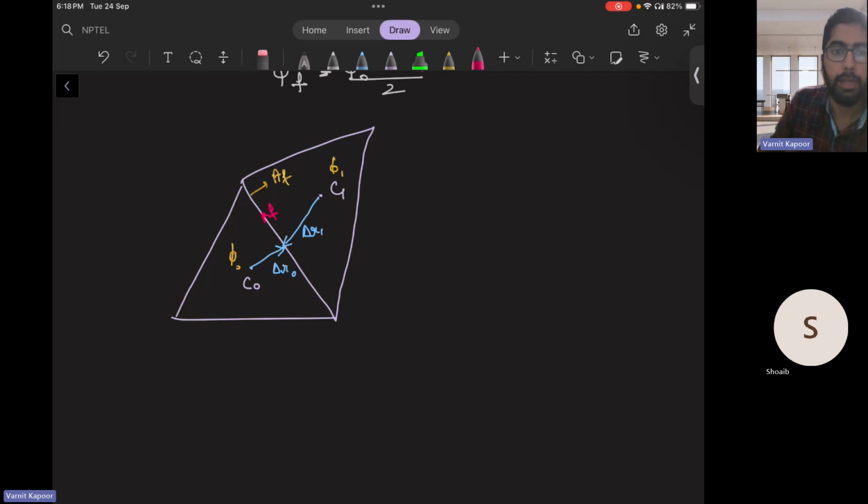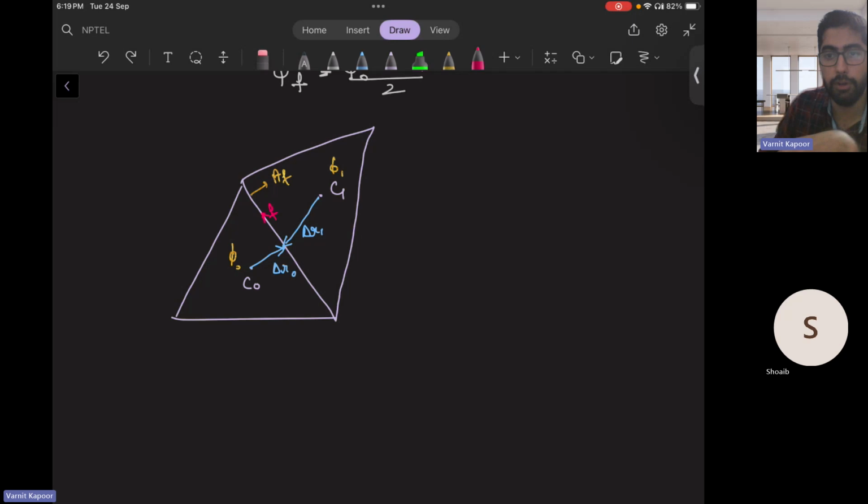Now, I apply a Taylor series expansion. I draw the line connecting the cell center to the face, that is delta R naught, and delta R1 from cell center C1 to the same face f. These are the two vectors that connect the cell centers to the face centroid. And we can use a Taylor series expansion, not just in 1D, but a general Taylor series to relate the values of phi 1 and phi naught.